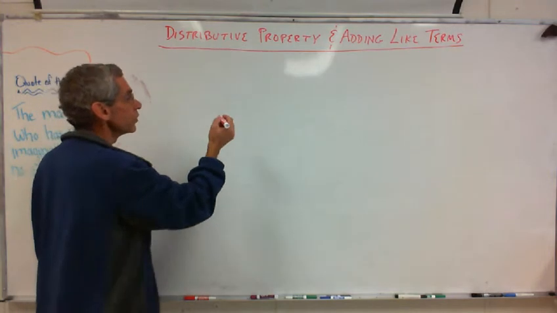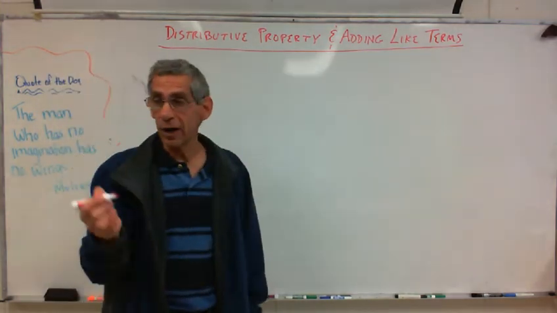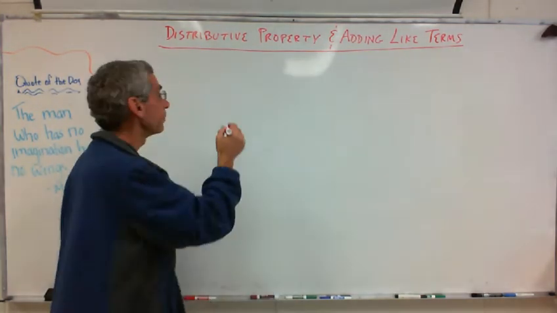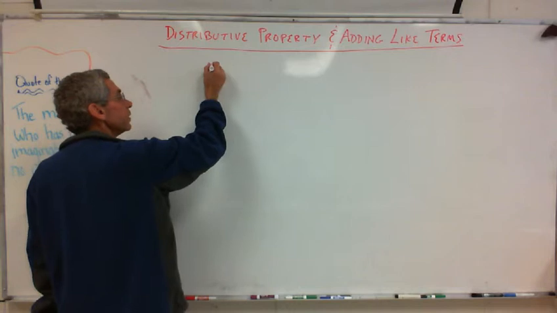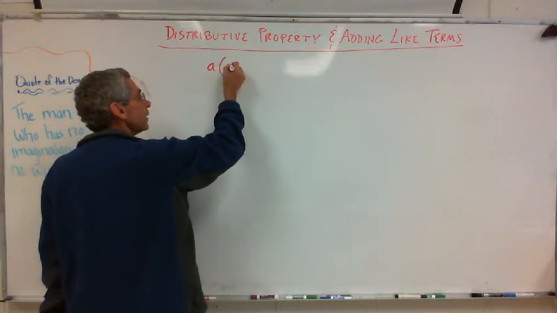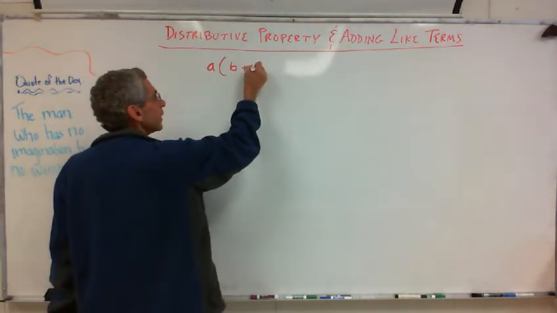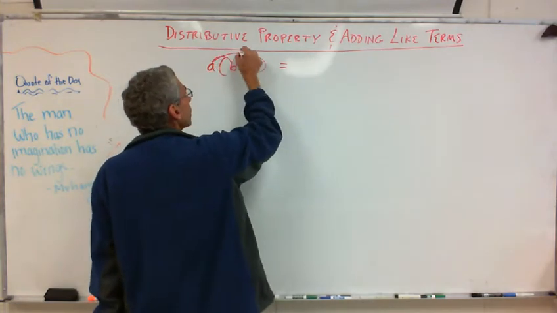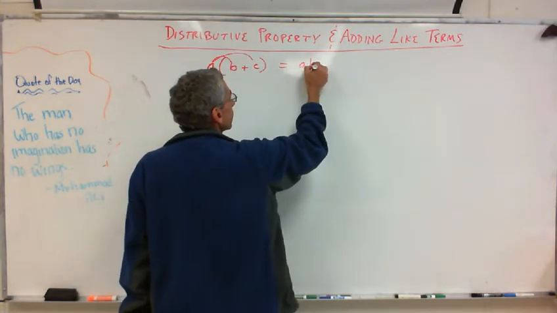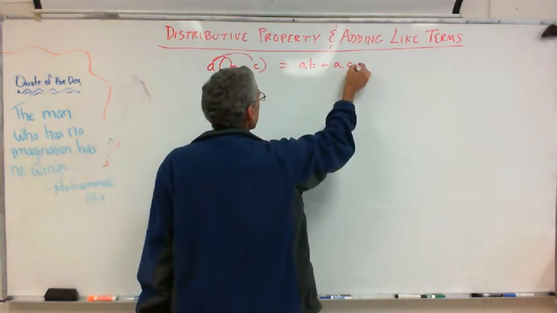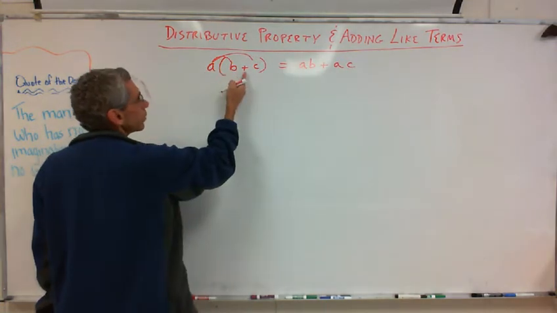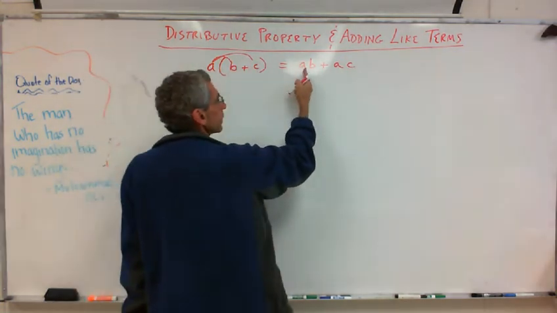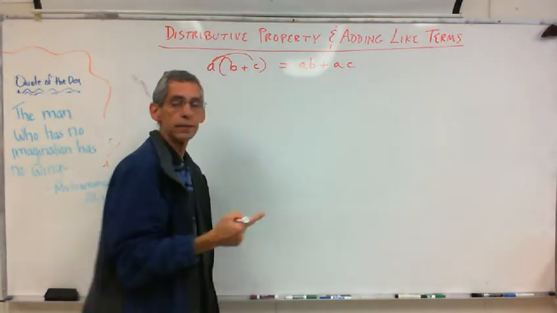All right. So distributive property, if I just use variables, you just saw it. It basically says this: A parenthesis B plus C is equal to, and I use my little arcs, AB plus AC. A times B plus A times C.